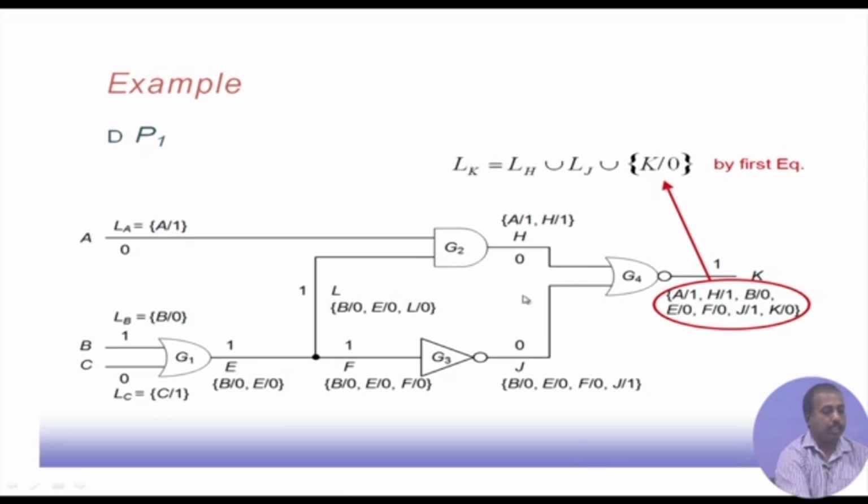This way it continues, like in this particular example. This is a NOR gate, and you see that both the inputs are 0, and for a NOR gate 0 is a non controlling value. So, we will get L of k as L of h union L of j union k stuck at 0. That fault will be detected. So, this is the formula. If you use this formula, ultimately this line k can detect all these faults. So, that is detected.